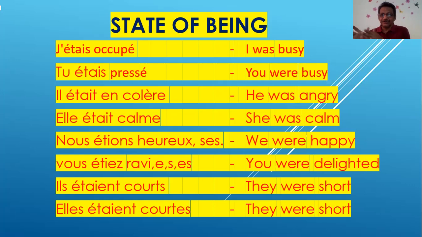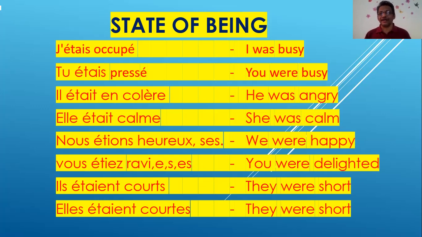busy man, busy worker. So occupé is the past participle of a verb, but that is working as an adjective here. Okay, fine then. Here the verb used is être, être in imparfait. J'étais occupé, tu étais pressé. Now, j'étais occupé means I was busy. How was I? My state of being, I was busy. To say that, imperfect is used.